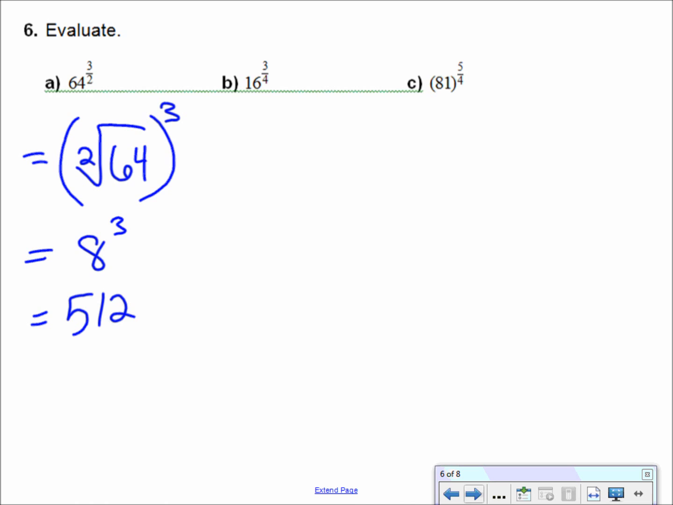Does that make sense? Yeah? Did I do an extra step? Yeah, just one extra step. That's why I was showing the exponent of 1 and the other one, so that you got used to doing it.